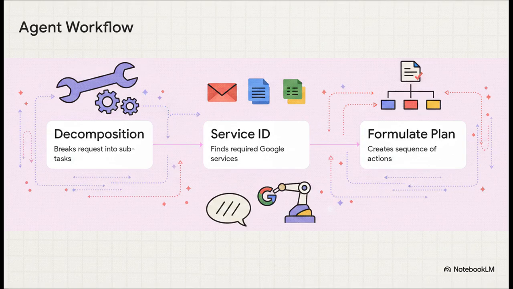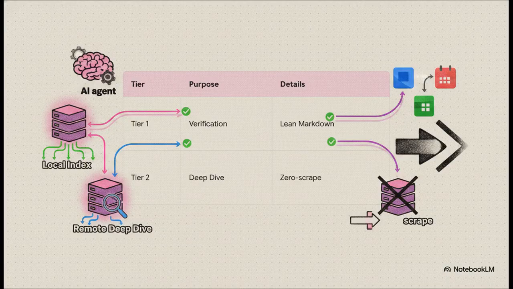It's that smart. But you might be wondering, how does it avoid those AI hallucinations? Making things up out of thin air that plagues so many other tools. Well, it uses a very clever 2-tiered documentation pattern to ensure high signal research. Tier 1 is the local index. This gives the agent instant verification using super lean markdown lists to prevent context bloat.